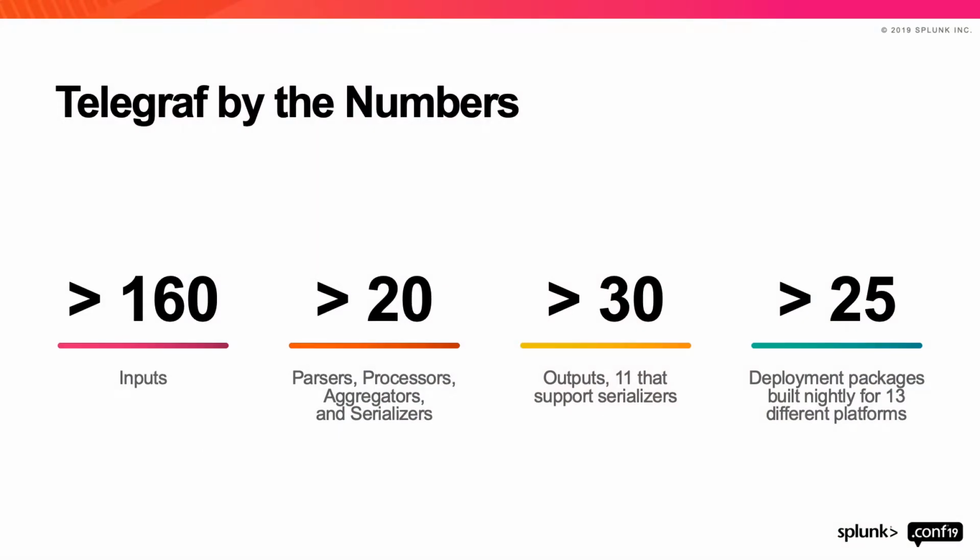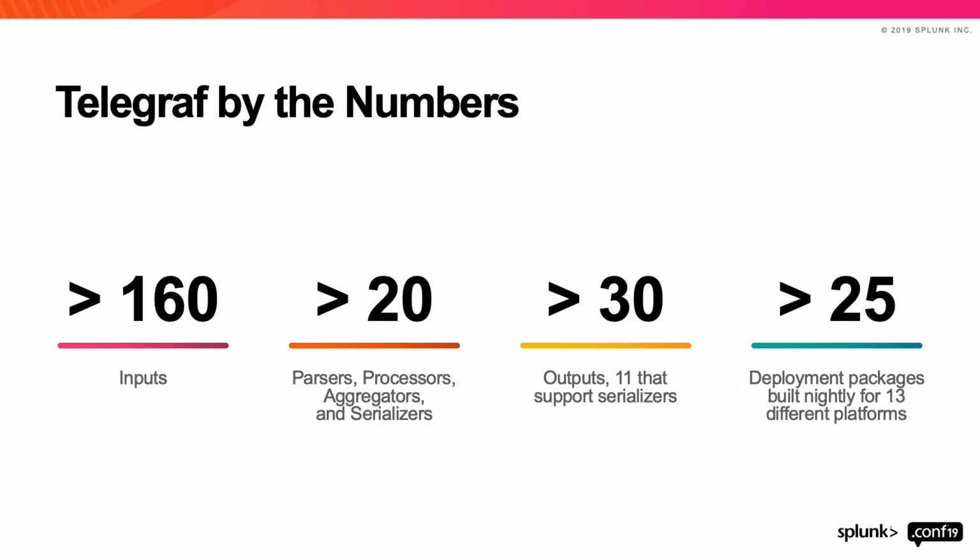The nice thing about Telegraf is it's really versatile. It's got more than 160 inputs, more than 20 parsers, processors, aggregators, and serializers, which is kind of how it manages the data internally. 30 different outputs, 11 of which support the serializers, which change the data format internally before it gets sent to the output. And they build on 25 different platforms every night. Every operating system that you could potentially want to run this on, you can run Telegraf on. And it's small. It runs on a Raspberry Pi, and it runs on a multi-core server.